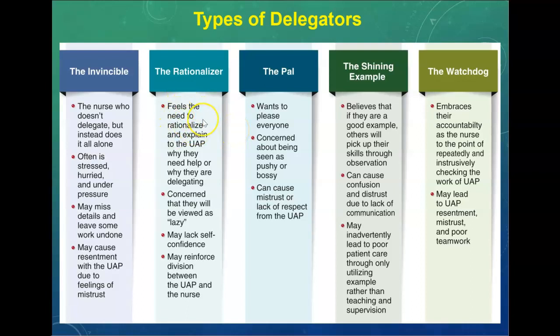The rationalizer is somebody who feels the need to explain everything about why they're delegating. They don't want to be looked at like they're being lazy. They may lack self-confidence about the process and fear some retribution. And sometimes that person, by over-explaining, makes for more conflict between the two positions also.